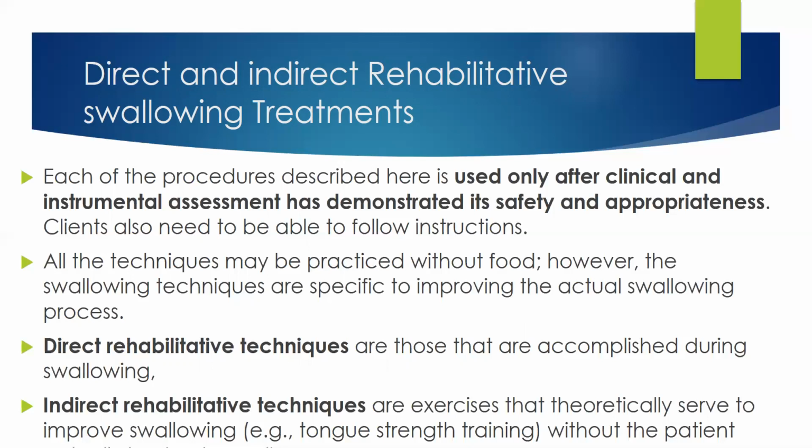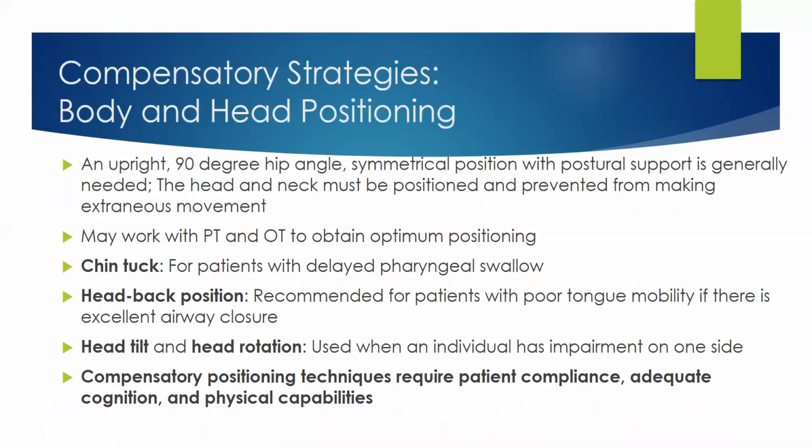Some techniques are practiced without food and some are practiced with food. The direct ones are those that can be accomplished during swallowing, so with food and liquids. And the indirect ones are typically exercises that there is some evidence and a theoretical basis to show will carry over and improve swallowing function. There's been a lot of work done in the last decade with tongue strengthening, and I'll give you some examples of laryngeal strengthening or strap muscles that we enhance to improve laryngeal elevation and the safety and efficiency of swallowing.